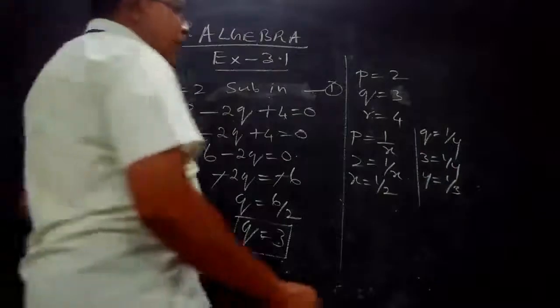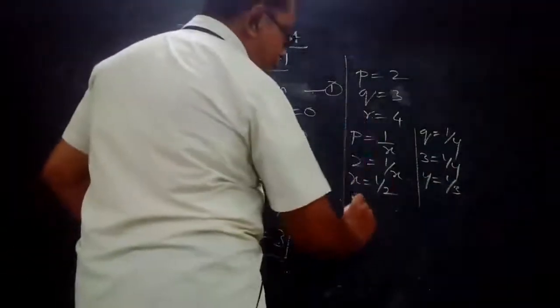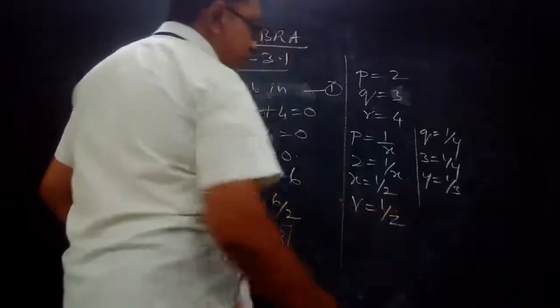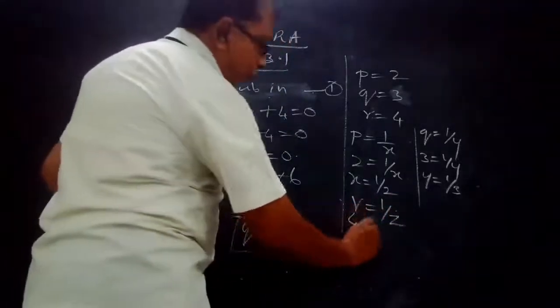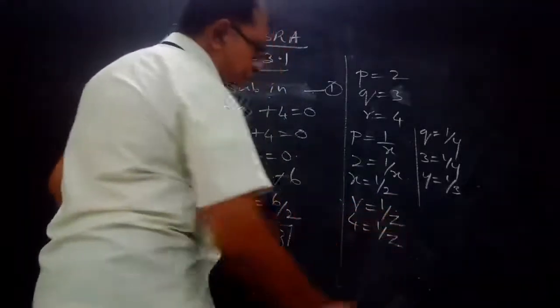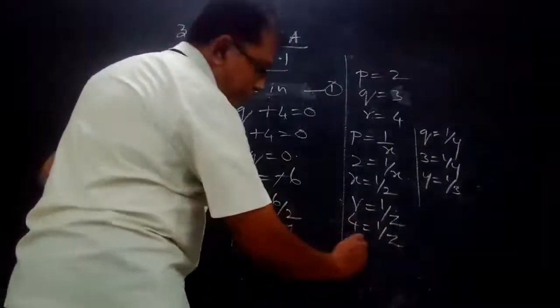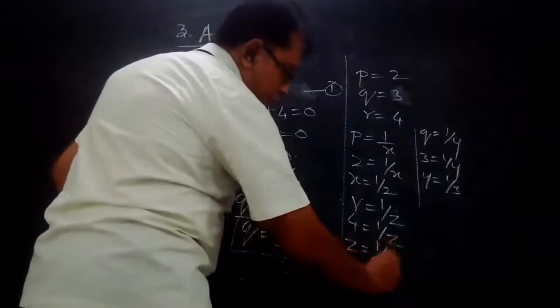Next, here is the r equal to 4. R equal to, we take the 1 by z. Okay, the r value is the 4. 4 equal to 1 by z. I take the z to left hand side. I take the 4 to right hand side. Therefore, z equal to 1 by 4.